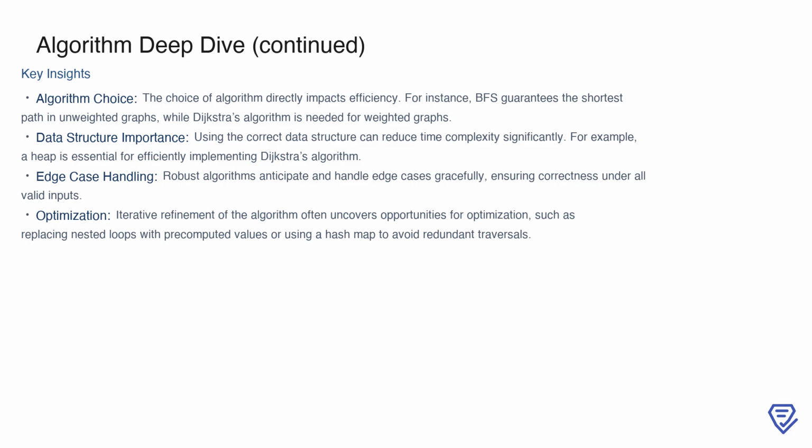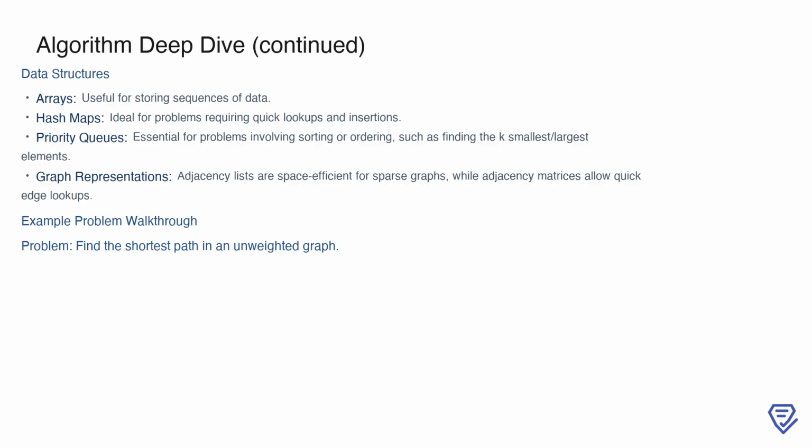of algorithmic challenges. Understanding the strengths of different data structures is crucial for solving algorithmic problems effectively. Arrays are simple and useful for storing sequences of data, while hash maps excel at providing quick lookups and insertions, often in O(1) time on average. Priority queues are indispensable for problems that involve sorting or ordering, such as finding the k-smallest or largest elements. When working with graphs, the choice of representation matters.